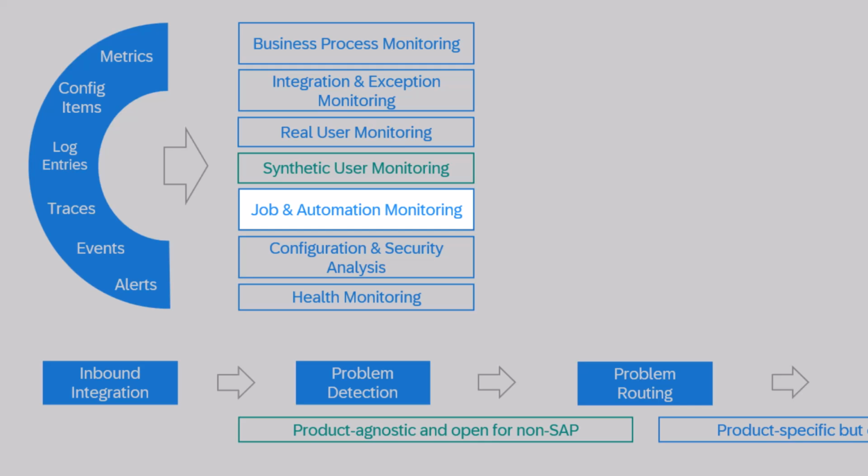Job and Automation Monitoring provides a central job monitoring solution for SAP products to complement local job scheduling. It displays the current statuses of the different automation processes regarding execution status, application status, start delay, and runtime.